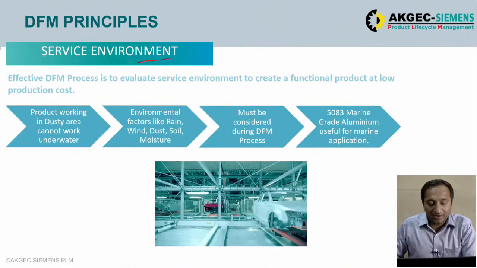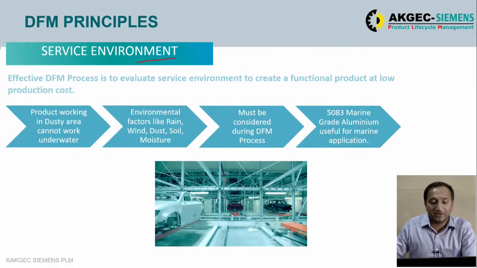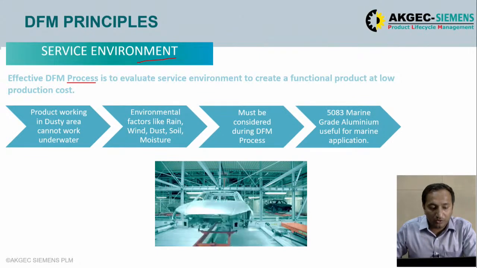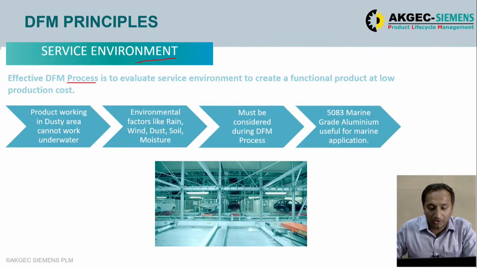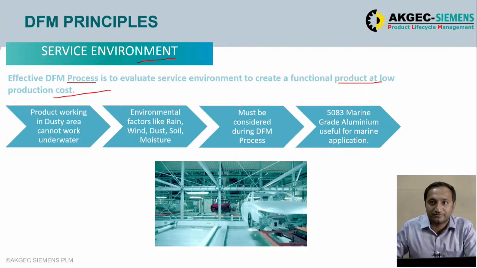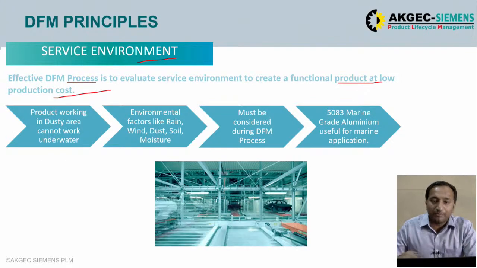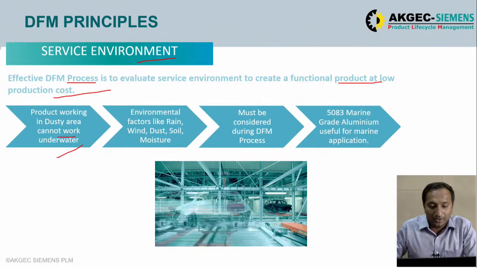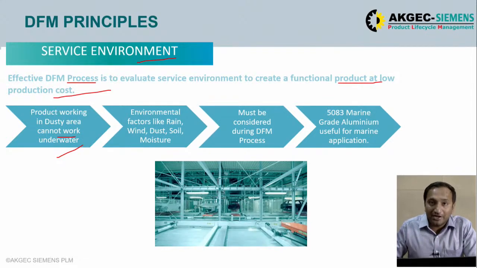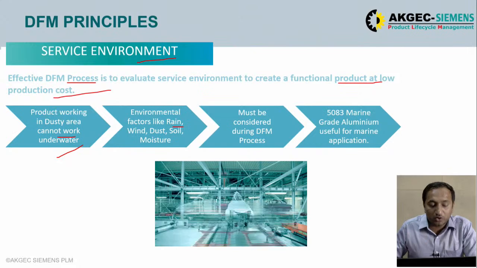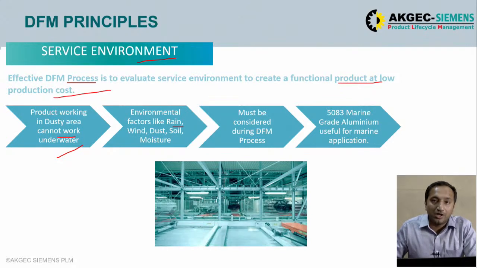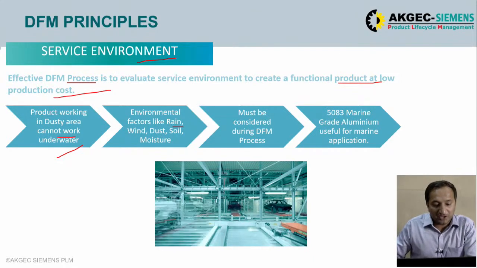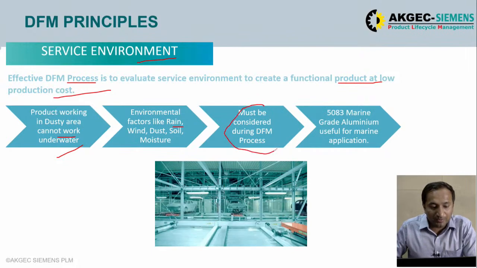Next is service environment. Service environment also plays a very important role when we are discussing design for manufacturing. An effective DFM process is to evaluate the service environment and create a functional product at a low production cost. Now if our product is working in a dusty area, that product cannot work underwater. Environmental factors like rain, wind, dust, soil and moisture also play a very important role in which type of product you are using for manufacturing. These all things must be considered during the DFM process.